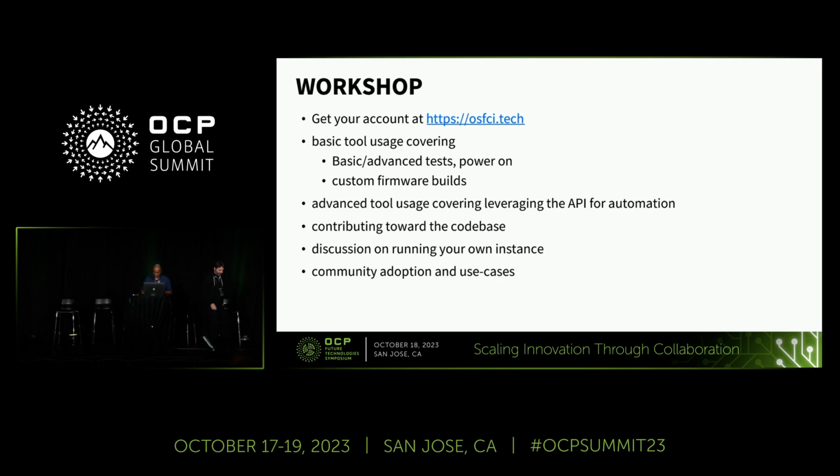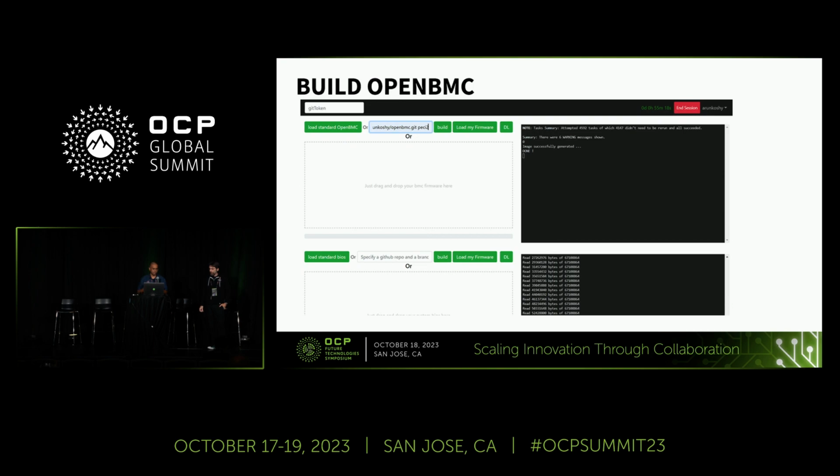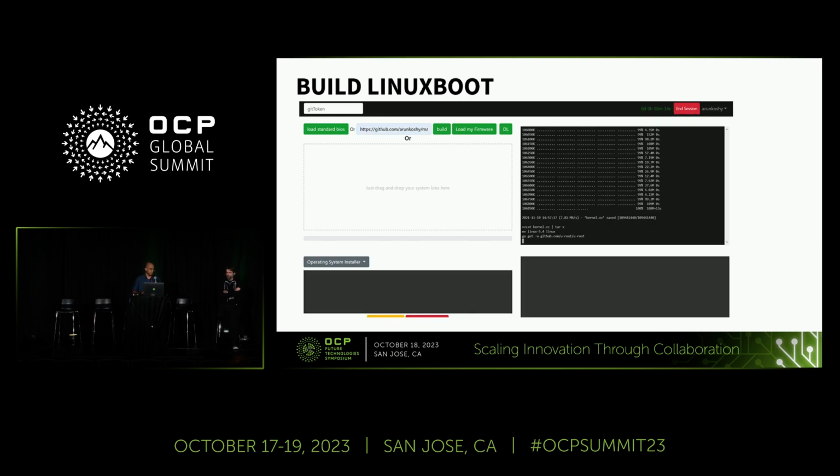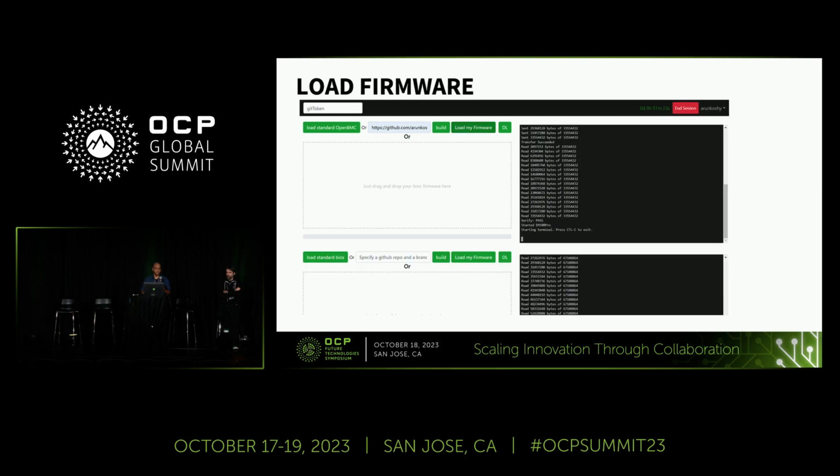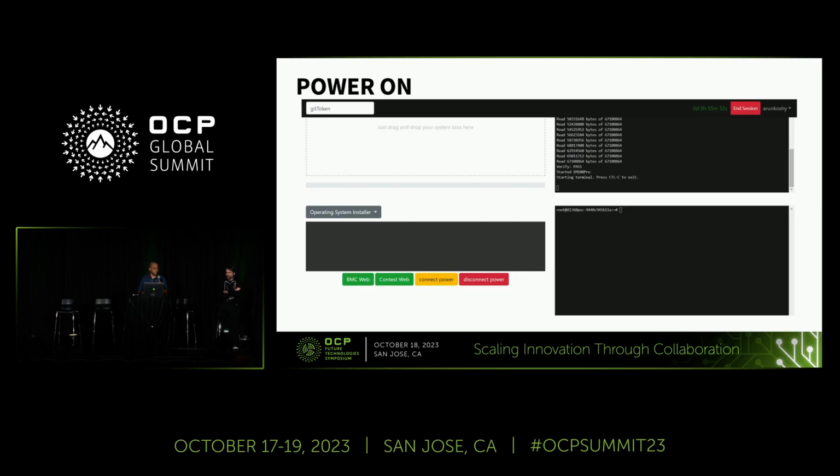Thanks. Before we go to the live demo, I just wanted to give you the rough workflow of what we'll be covering. Using the tool, you can build your custom firmware. You can pull in a repository, as shown on the slide, start a compilation process, build it, and load it on the emulator. The same goes for the BIOS. Or you can choose to use the default image. Similarly, you can go for custom Linux boot builds. Then you have the option to load the firmware, and finally you power on the system with a freshly built firmware.